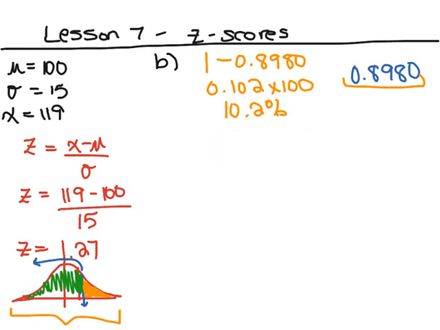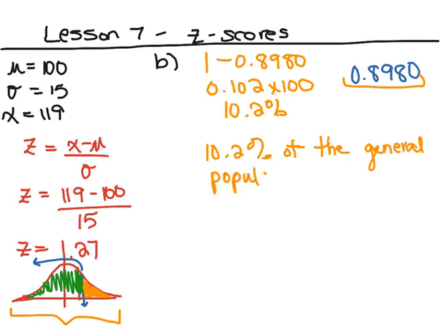What that means is that 10.2% of the general population is higher than a score of 119. So only about 10% is higher than 119. So if you're at 120, you're in the top 10% of the general population.